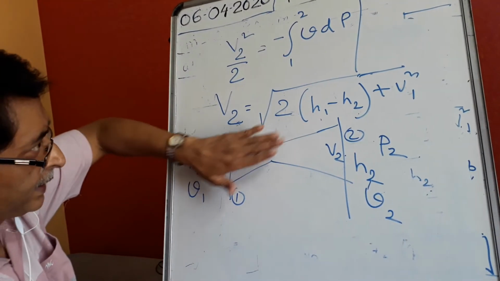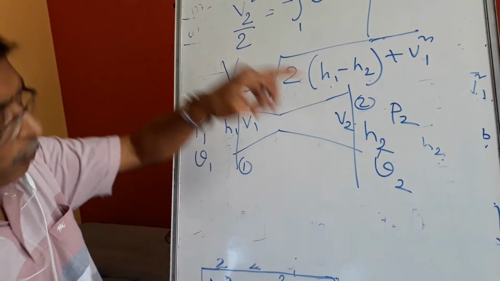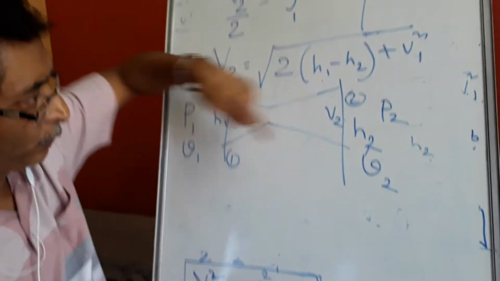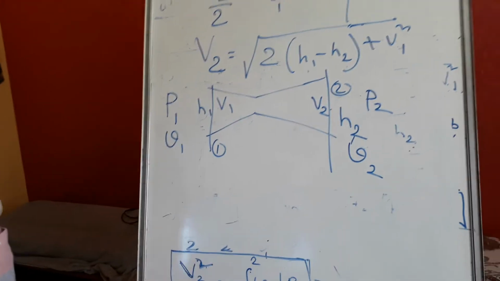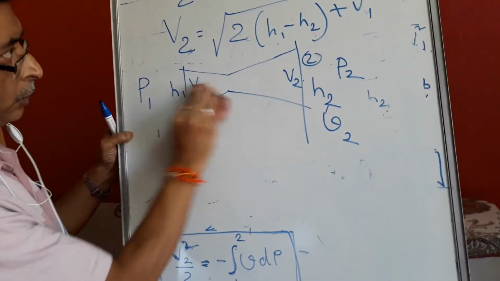Now I am not interested in H1, H2. I am interested in P1, v1 and P2, v2. Now my expression of V2 will be in terms of P1, v1 and P2, v2, not in terms of enthalpy. So that's why now I will do the derivation.